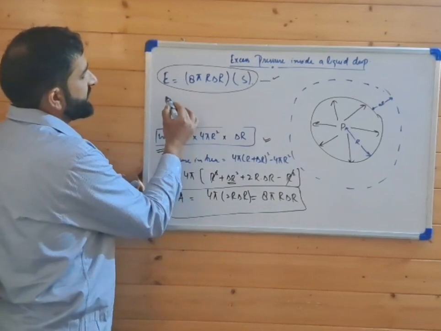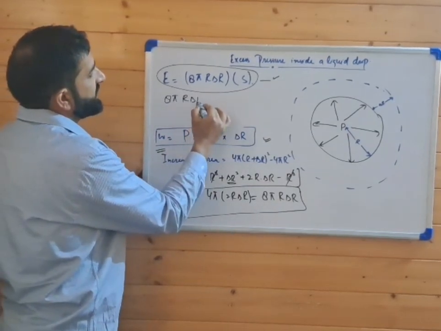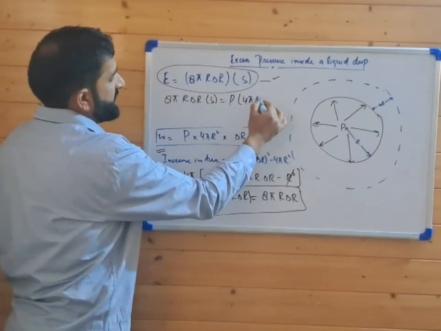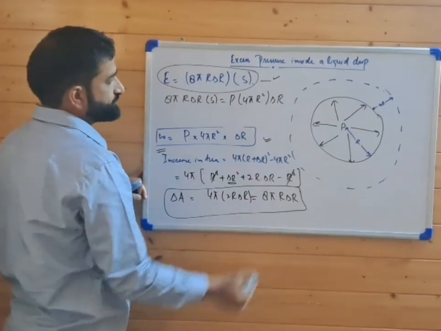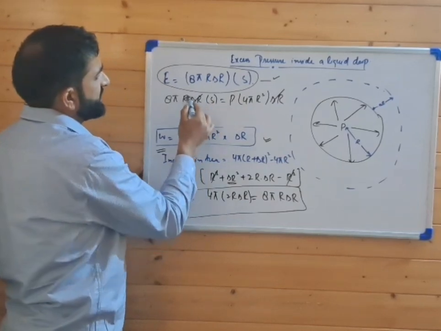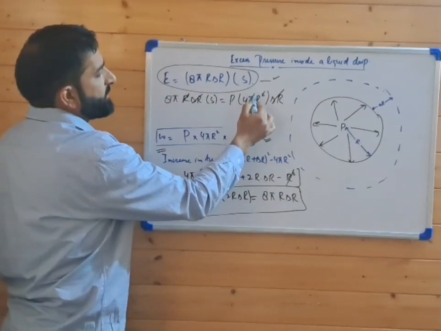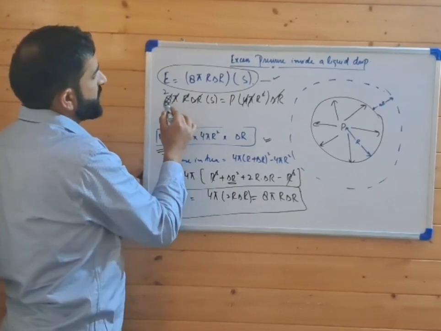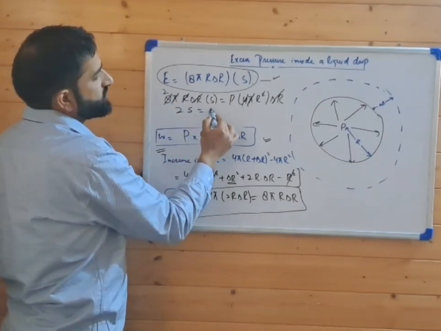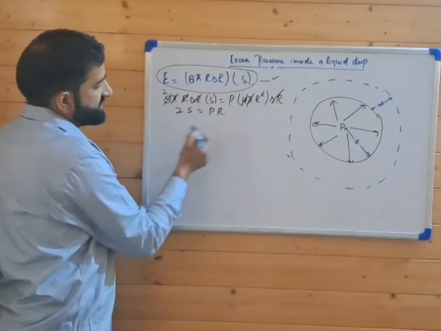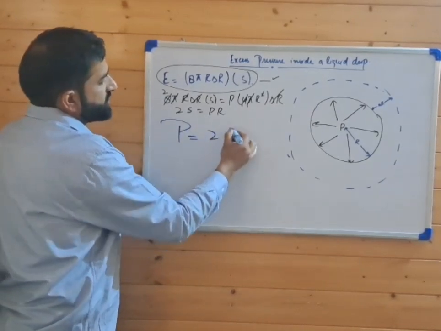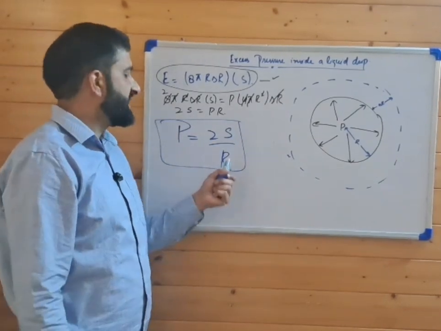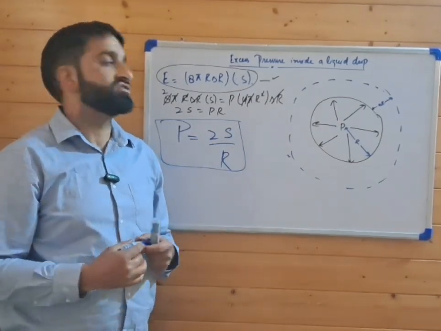We can say that 8 pi r delta r into S is equal to P into 4 pi r square into delta r. Cancelling delta r and delta r, one r and one r, pi and pi, and equating 4 into 2 with 4 into 1, we get 2S is equal to P into R. We have got the equation for the excess pressure, that is P is equal to 2S divided by R, where 2 is a constant, S is the surface tension and R is the radius of the liquid drop.